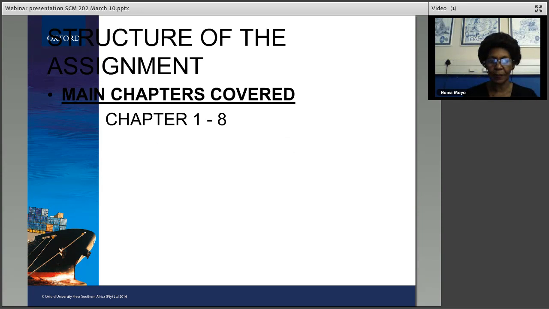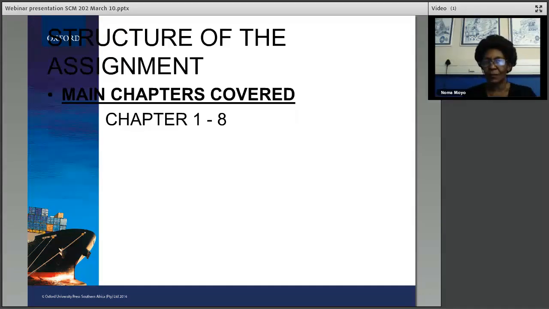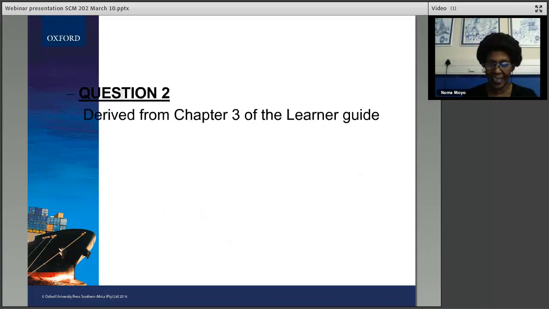First chapter is Introduction to Business Logistics. The structure of the assignment is taken from the first 8 chapters. Question 1 is derived from chapter 1, the 5th objective in the guide, and 1.12, the last objective in the guide, and 1.2 from the provided article, through the global lens, looking at South Africa's transport arteries.